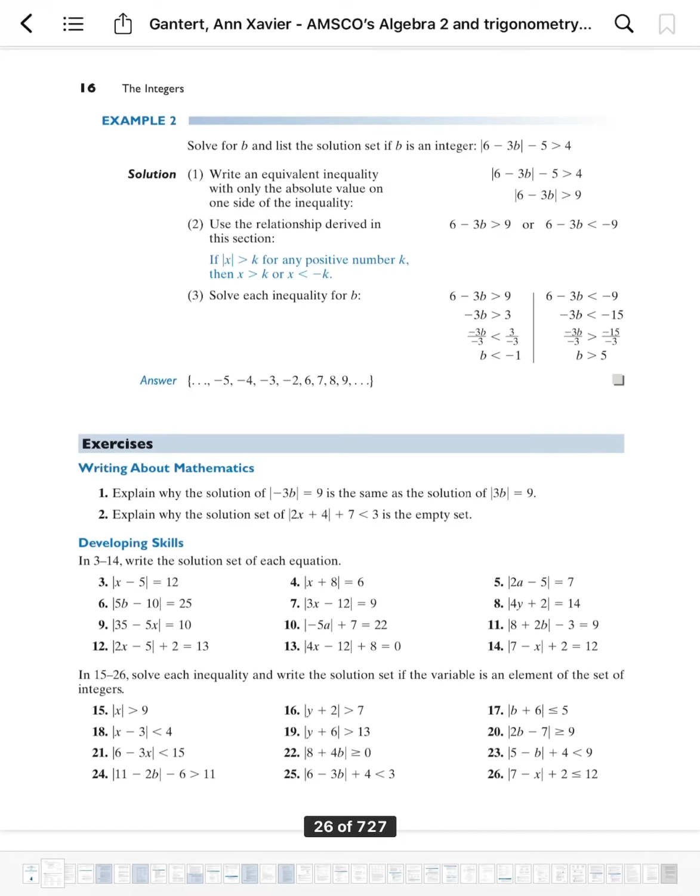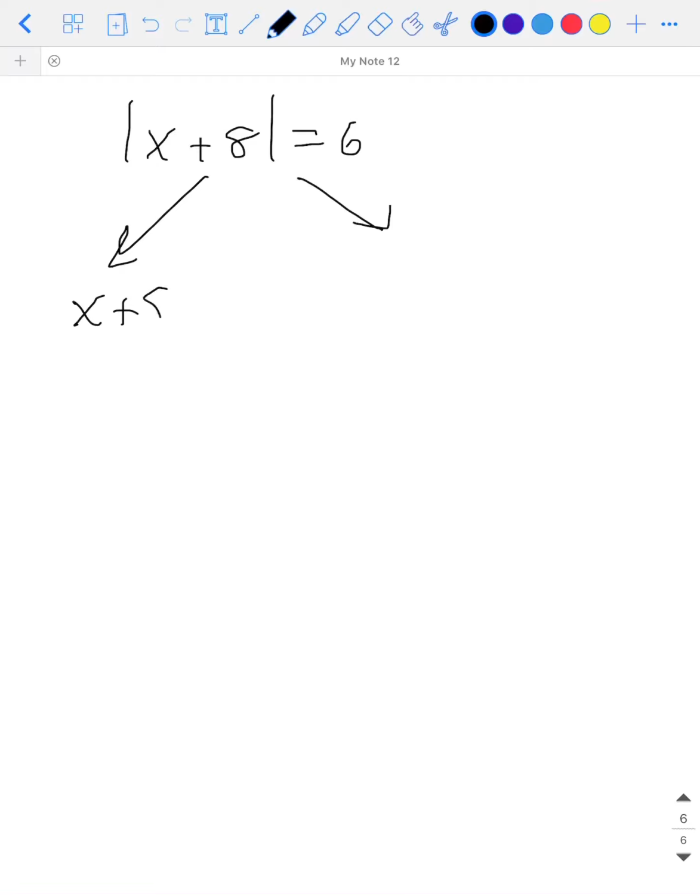Continuing on with the section, I will work on questions 4, 6, 8, 10, and so forth up to 26. We have number 4, the absolute value of x plus 8 equals 6. x plus 8 is equal to 6. Recall that there are two sides. x plus 8 is equal to negative 6, and x plus 8 is equal to 6. So you will have the negative side and a positive side.